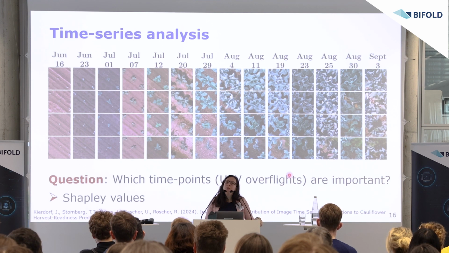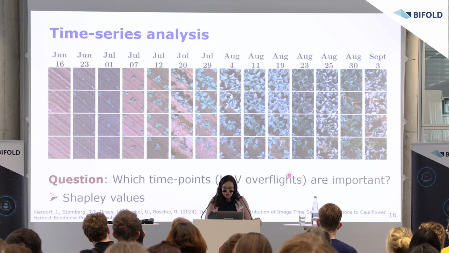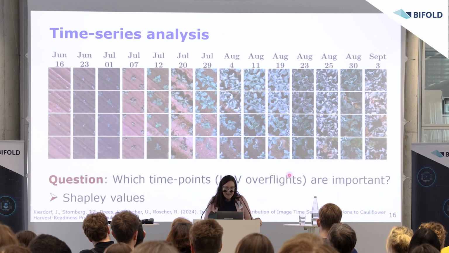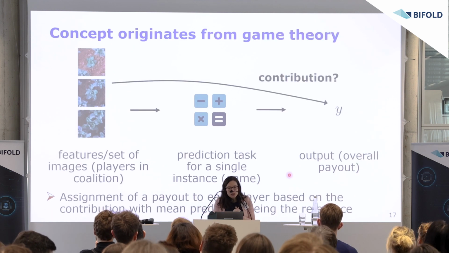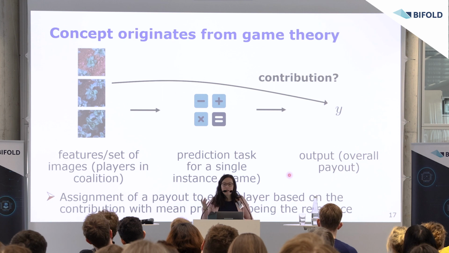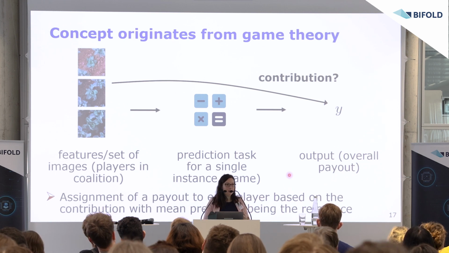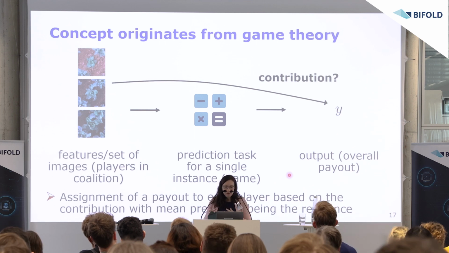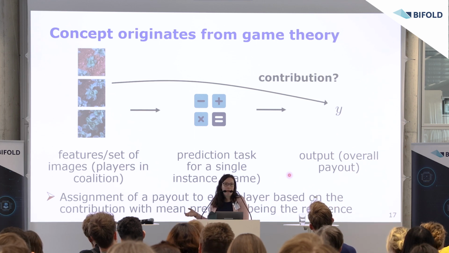And for this, we use Shapley values. And I want to briefly show you the principle of Shapley values because I think it's a really nice theory behind it. So Shapley values originated from game theory. And in game theory, we have players, and they play in a coalition. That means it's a joint effort. They play together a game, and then you have an overall payout.